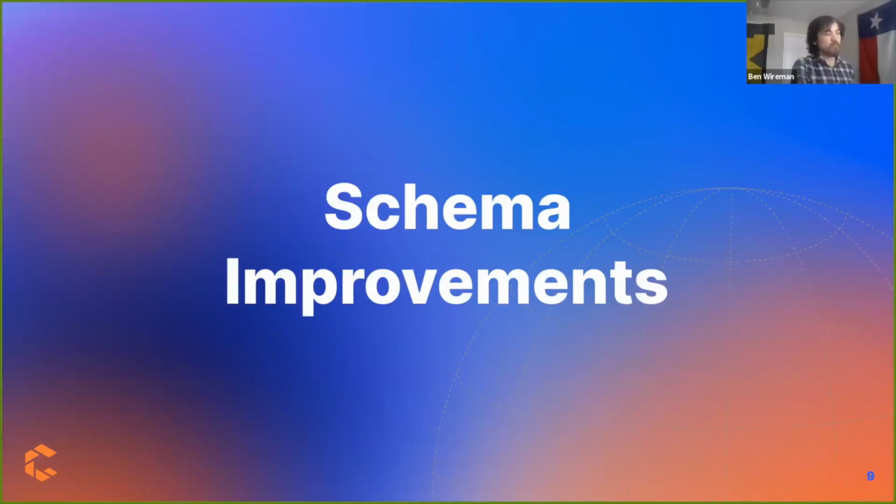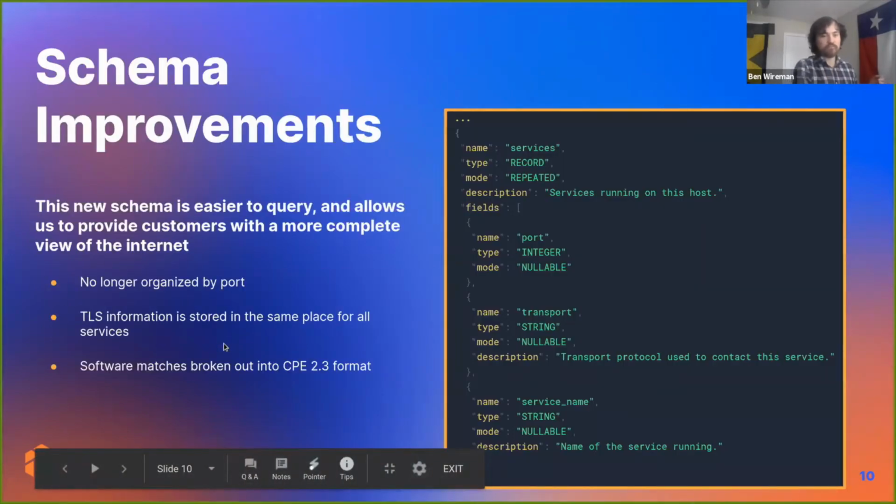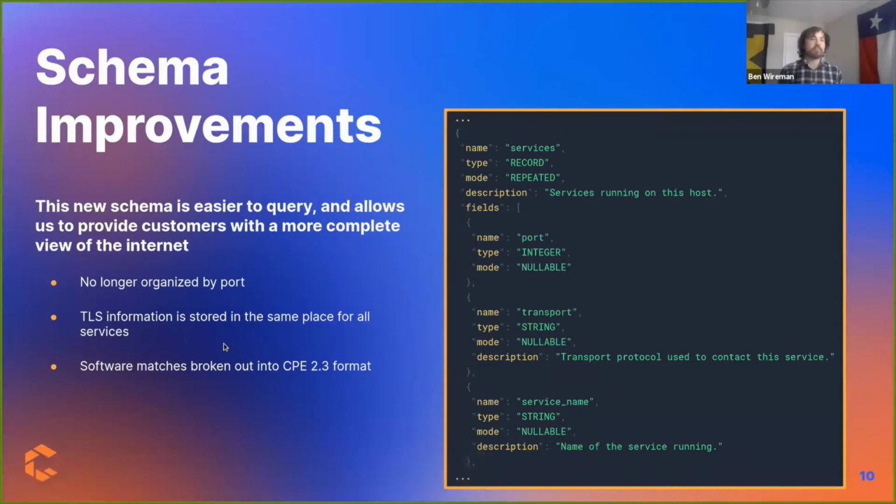So as I've said, this is kind of a total rewrite. So we've made some schema improvements to make it easier to query as well. Our old data sets were organized by port. So if I wanted to tell you what was run, I could only tell you that HTTP was running on port 80. I couldn't tell you if you had SSH exposed on port 80. That's not true in the new data set.